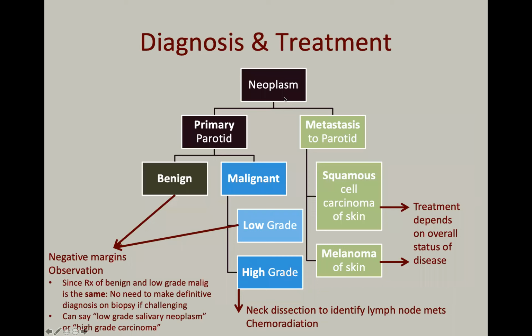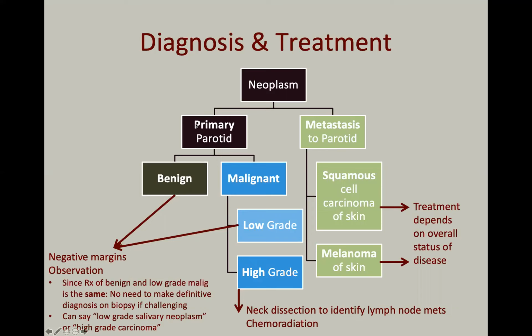Here's my kind of algorithmic thought about salivary neoplasms. Because mostly we're talking about the parotid, but of course this could apply to any salivary gland, we basically want to say, is this a primary tumor of that gland or is this a metastasis to that gland? And the reason this is so important is because there are so many lymph nodes in and around the major salivary glands that you can get metastases to those lymph nodes that mimic primary glandular processes. So it's always important to keep in mind that that could be an option.